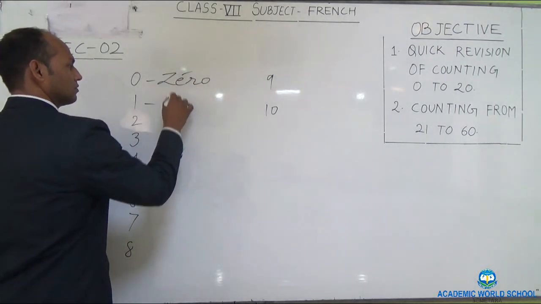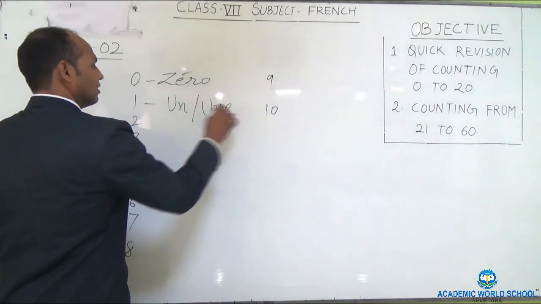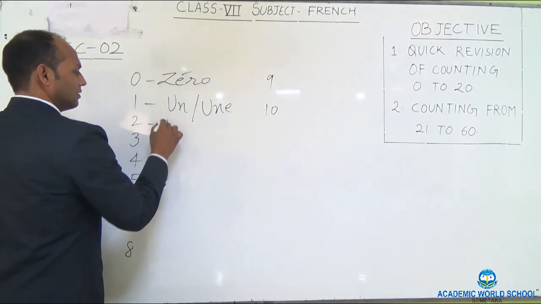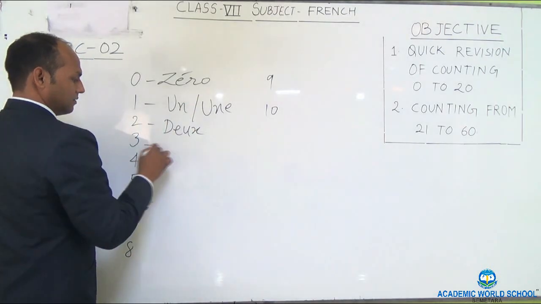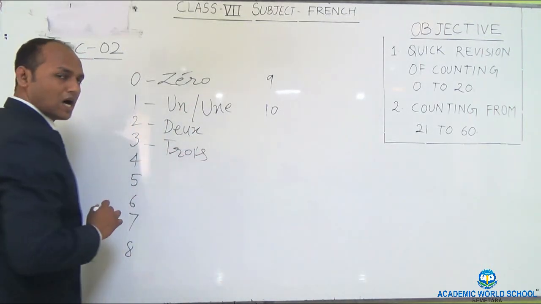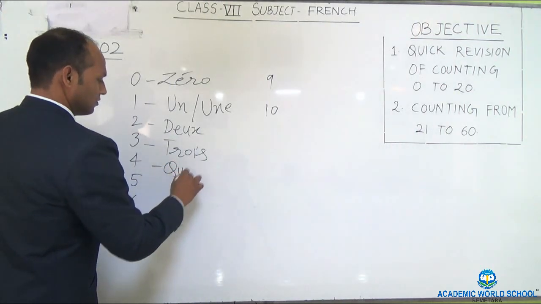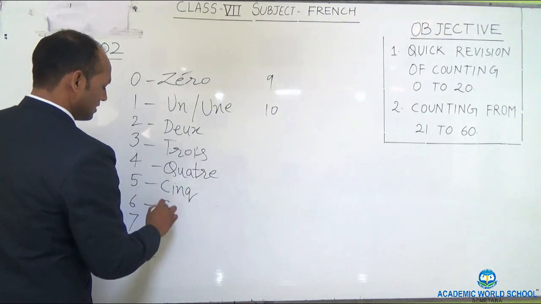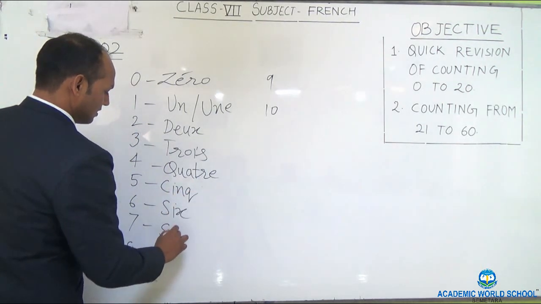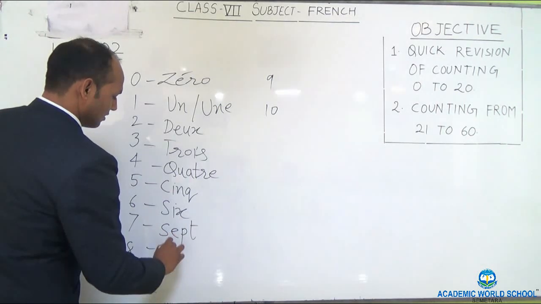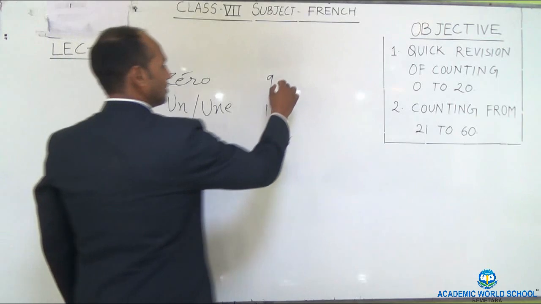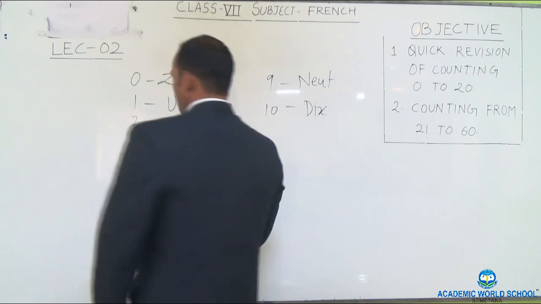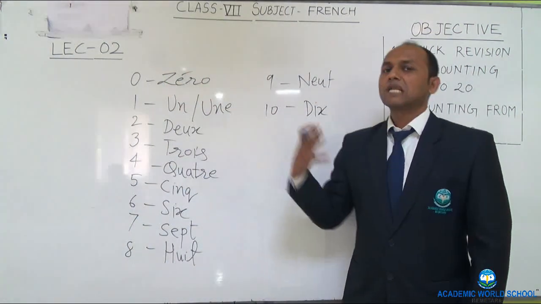0, un. For one, we have two versions, masculine and feminine. Deux, trois, quatre, 5, 6, 7, 8, 9, 10. Just mark the pronunciation and revise after.